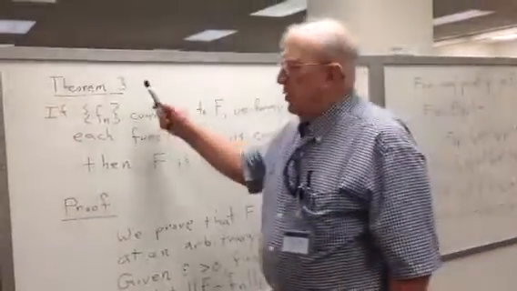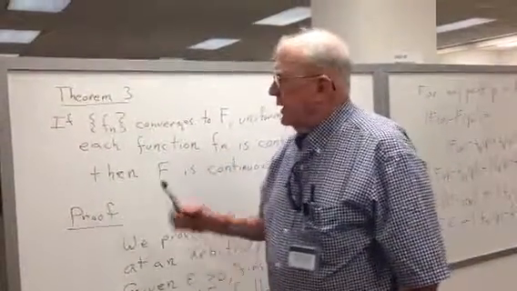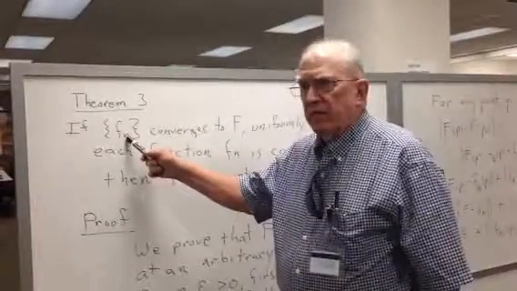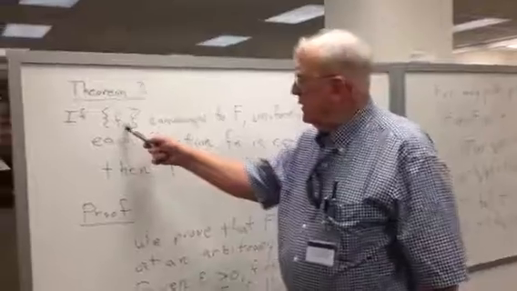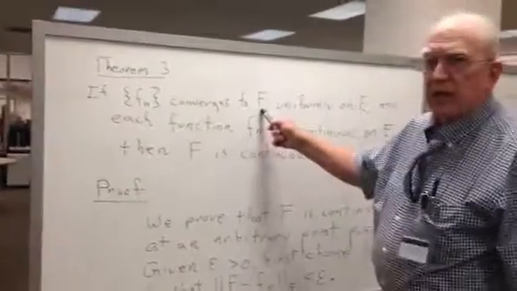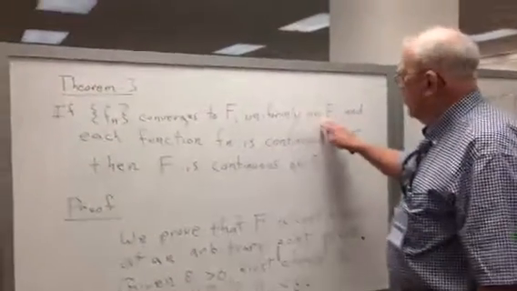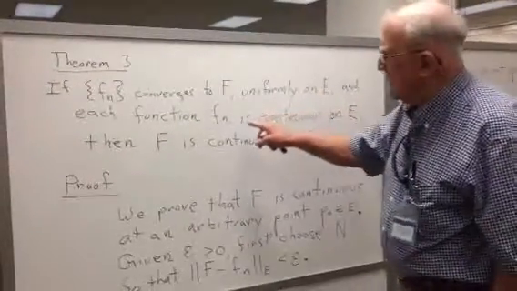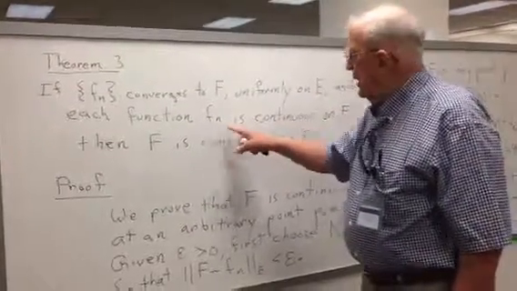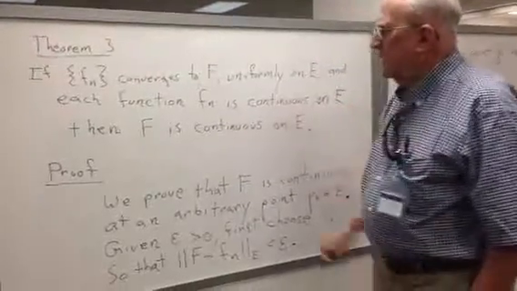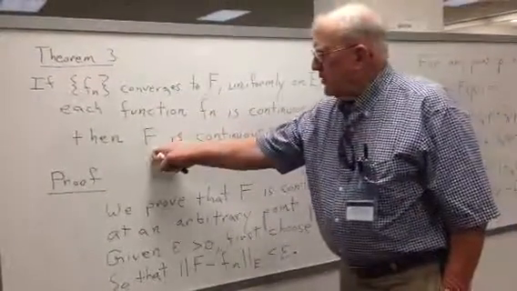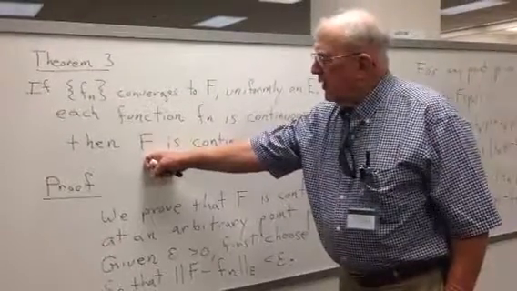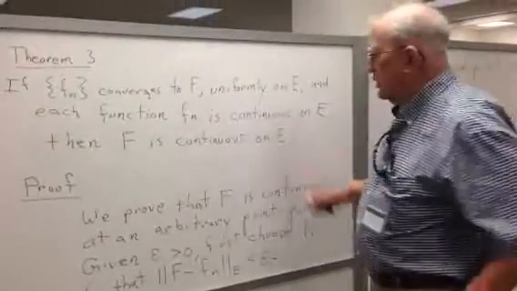We're going to prove Theorem 3 from the textbook. Theorem 3 states that if a sequence of functions f sub n converges to a function capital F uniformly on a set E, and each function f sub n is continuous on E, then the convergent function capital F is continuous on E.